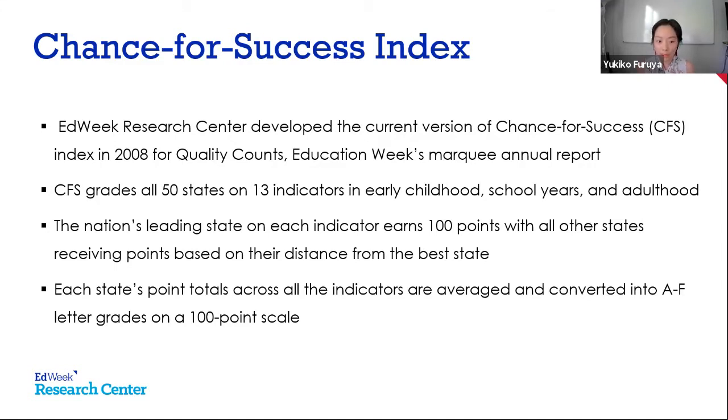CFS grades all 50 states on 13 indicators in early childhood, school years, and adulthood. The nation's leading state on each indicator earned 100 points, with all other states receiving points based on their distance from the best score. Each state's point total across all the indicators is averaged and converted into conventional letter grades.